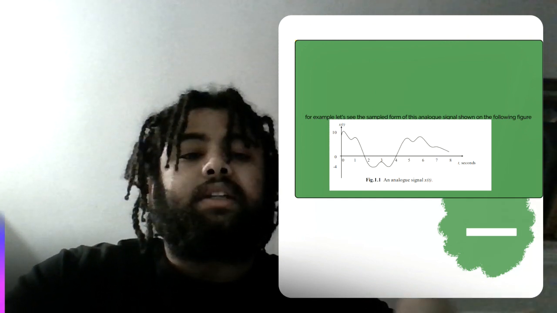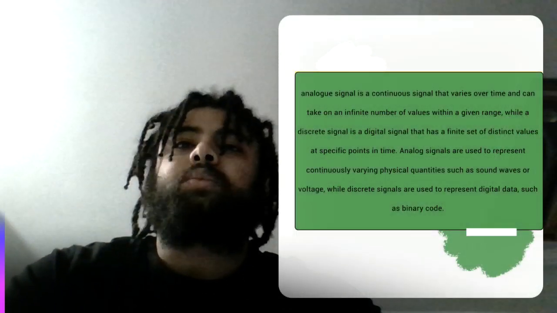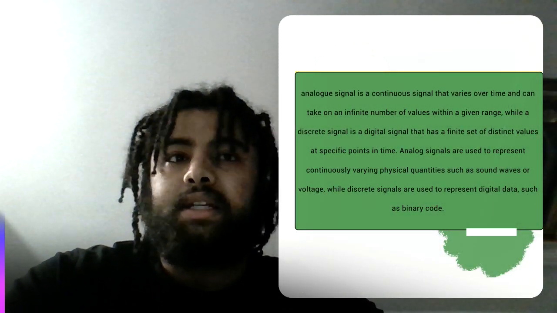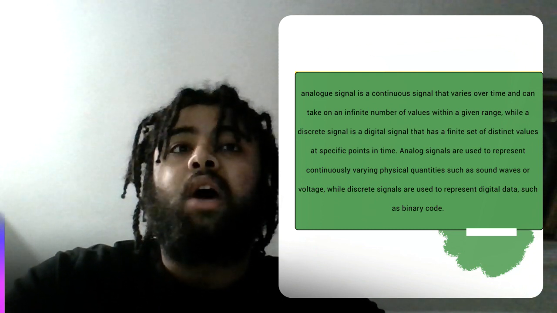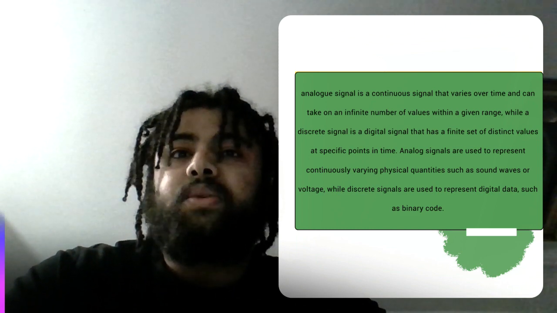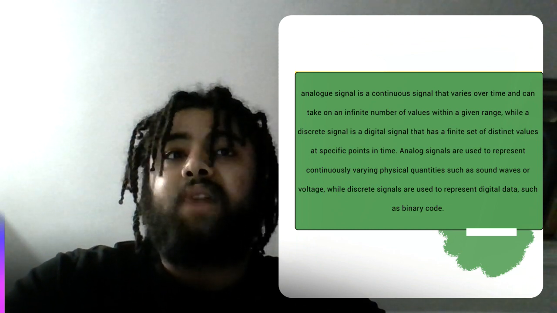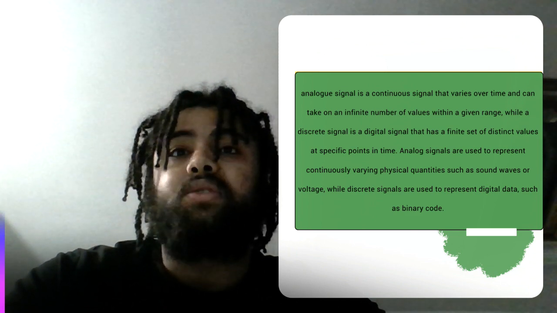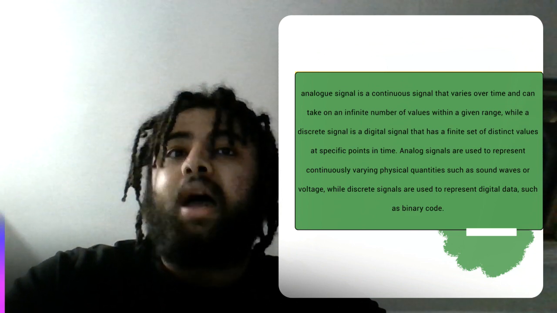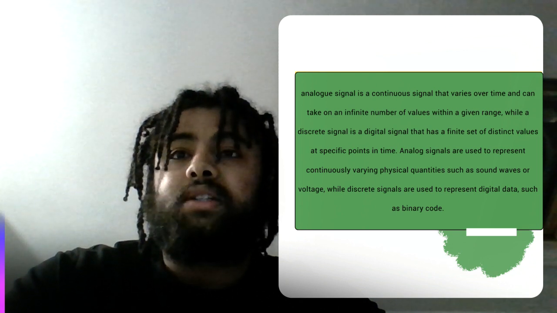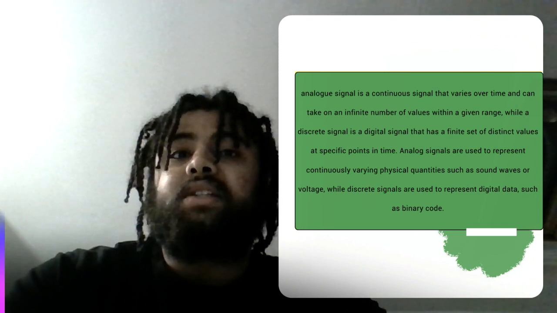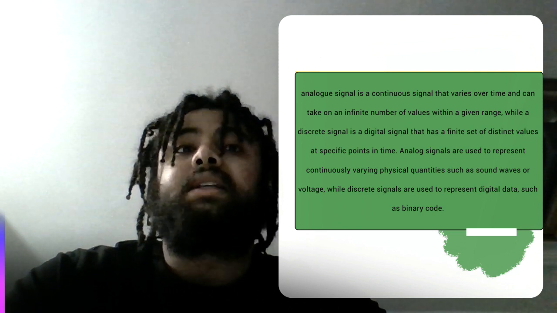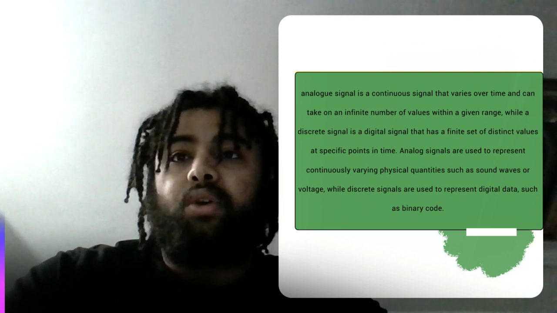What is an analog signal? An analog signal is a continuous signal that varies over time and can take on an infinite number of values within a given range, while a discrete signal is a digital signal that has a finite set of distinct values at a specific point in time. Analog signals are used to represent continuously varying physical quantities, such as a sound wave or voltage, while discrete signals are used to represent digital data such as a binary code.